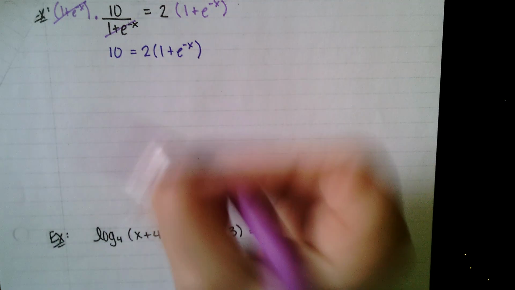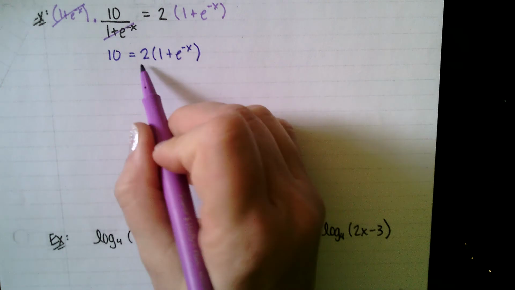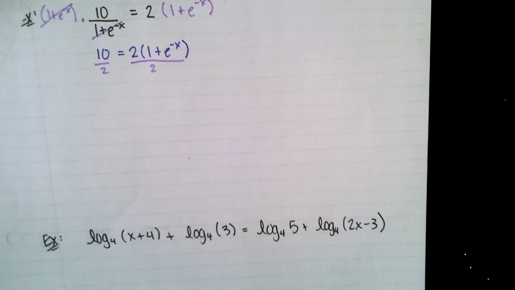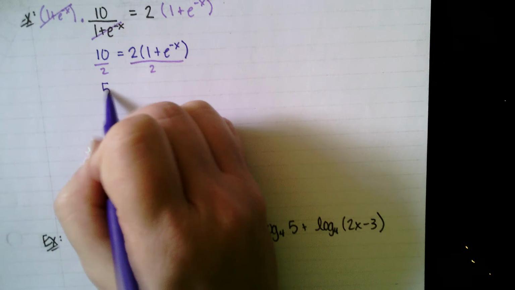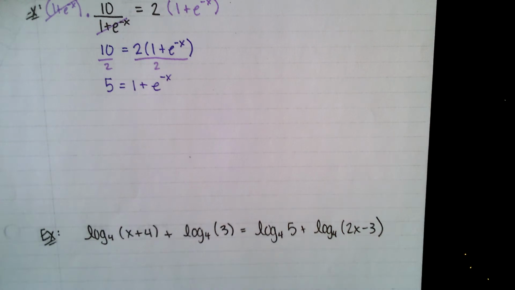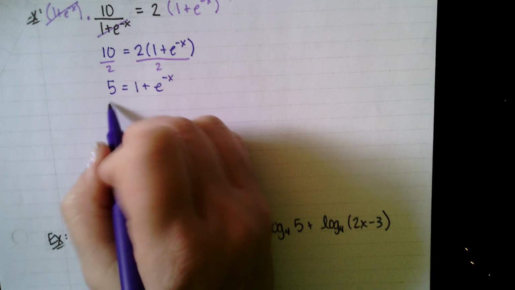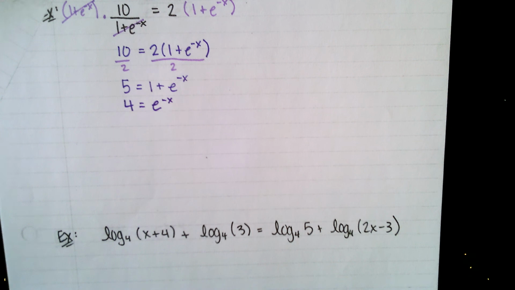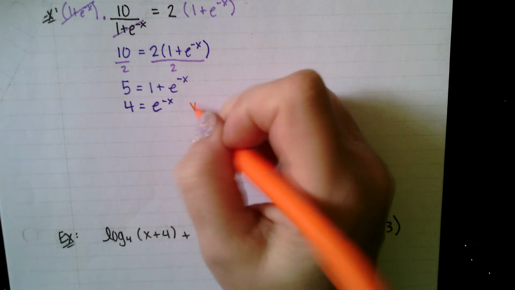So my next move, I could distribute the 2, but I think what I'll do instead is divide both sides by 2. So then I have 5 equals 1 plus e to the negative x. Then subtract that 1 over, so we have 4 equals e to the negative x. And now I can see that it is variables in the exponents.